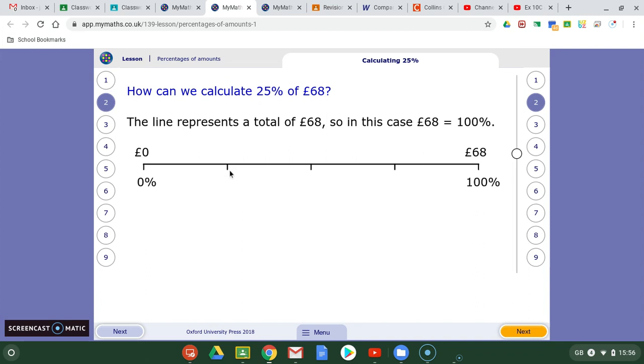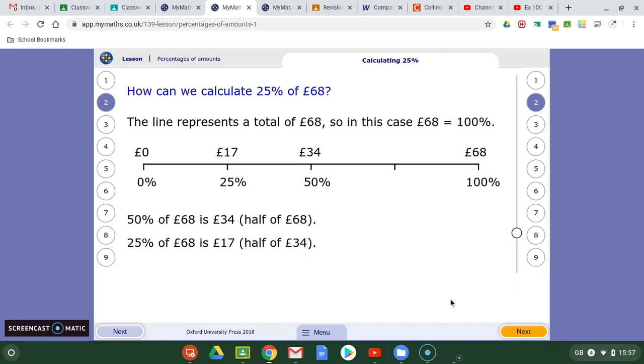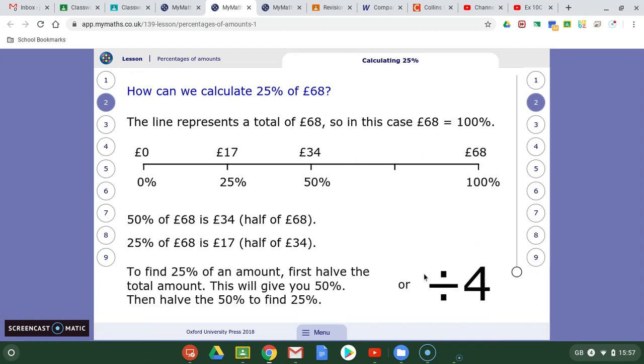How would we find 25%? So we know 34 is 50%. So let's think about 25% is half of 50%, isn't it? So 17 would be half of £34. So £17 is 25%. So to find 25%, you find 50% and half it again. That's another thing to remember how to do. Or you divide it by 4. So dividing by 2 and then dividing by 2 again is the same as dividing by 4.